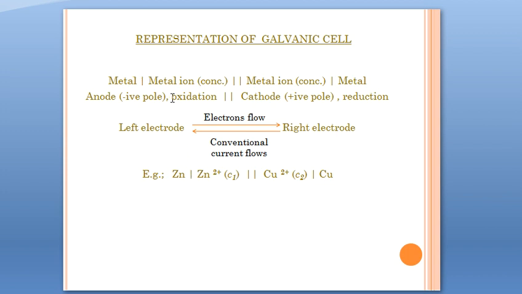Then a standing line, then the metal ion, इसी मेटल आयन की जो आपने सोल्यूशन उसमें इलेक्ट्रोलाइट का लिया है, Zn2+, in brackets you mention its concentration. C1 will be the concentration of the solution, the electrolyte on the oxidation side. Now we have two lines again which represent the salt bridge. On this side, what you write first is the metal ion with its concentration. Copper 2 positive with its concentration C2.